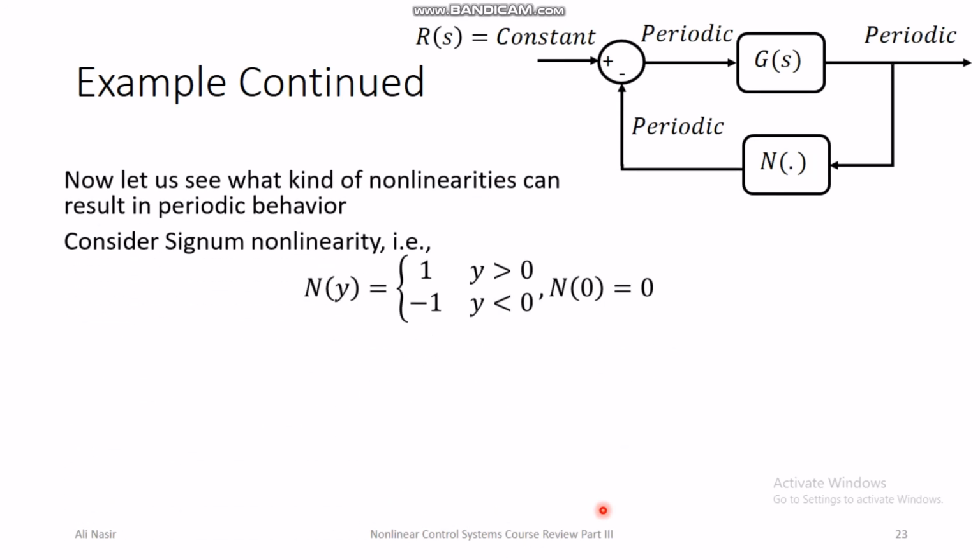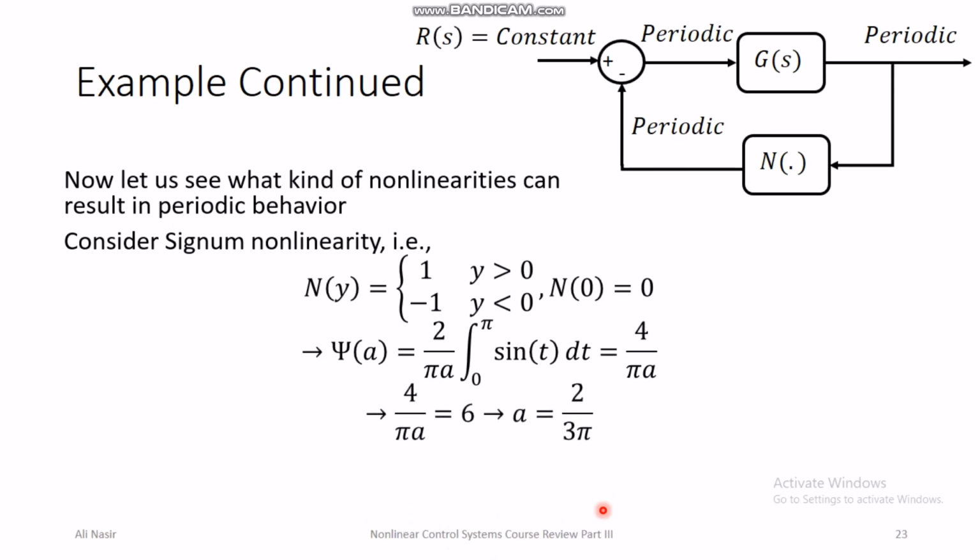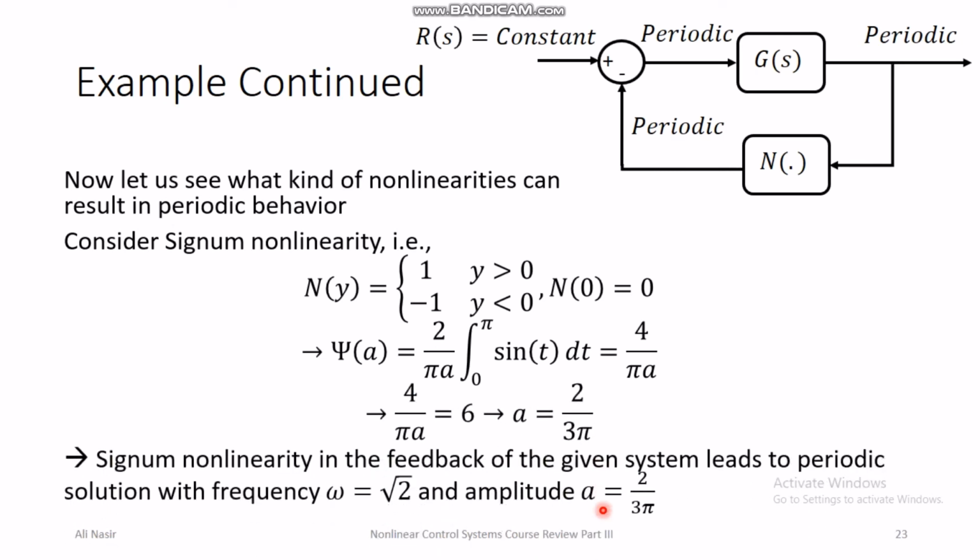We look at the signum nonlinearity, and for the case of signum nonlinearity, the describing function is like this. We have concluded that there does exist a periodic solution of this configuration with the given transfer function and signum nonlinearity, with a frequency of square root of 2 and amplitude of 2 over 3 pi.